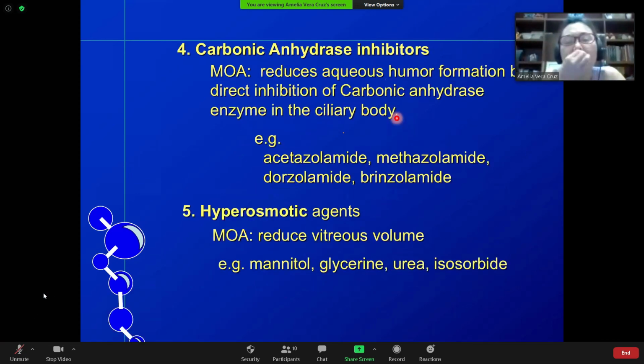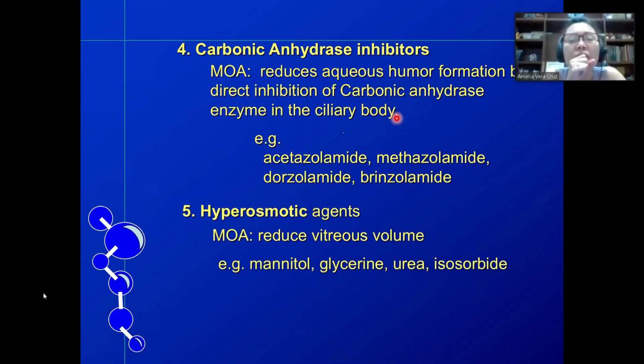Your carbonic anhydrase inhibitor, okay? This reduces your aqueous humor formation by direct inhibition of the carbonic anhydrase enzyme in the ciliary body. Carbonic anhydrase enzyme is important in your aqueous humor formation. So, acetazolamide is oral, while dorzolamide and brinzolamide are topical. Okay?